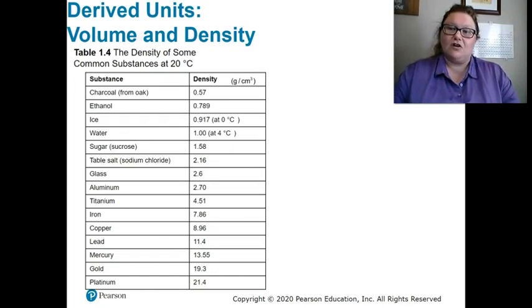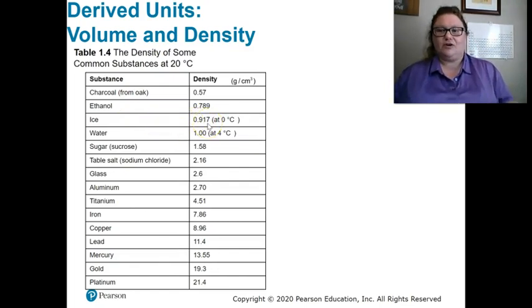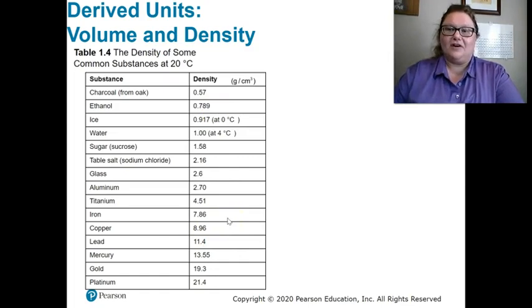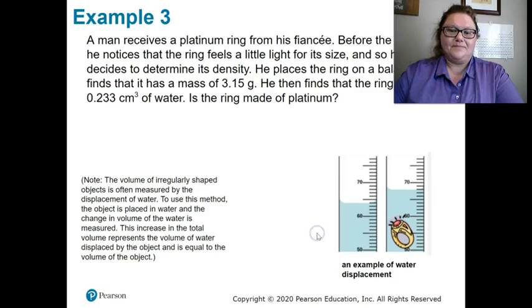Ice floats on water despite it being solid because there's air pockets. And so ice density is not 1, even though it's the same molecular formula. That's why ice floats. And so we can look at these and compare the density of one substance to another, and we can predict from that whether one substance will float or sink in the other.